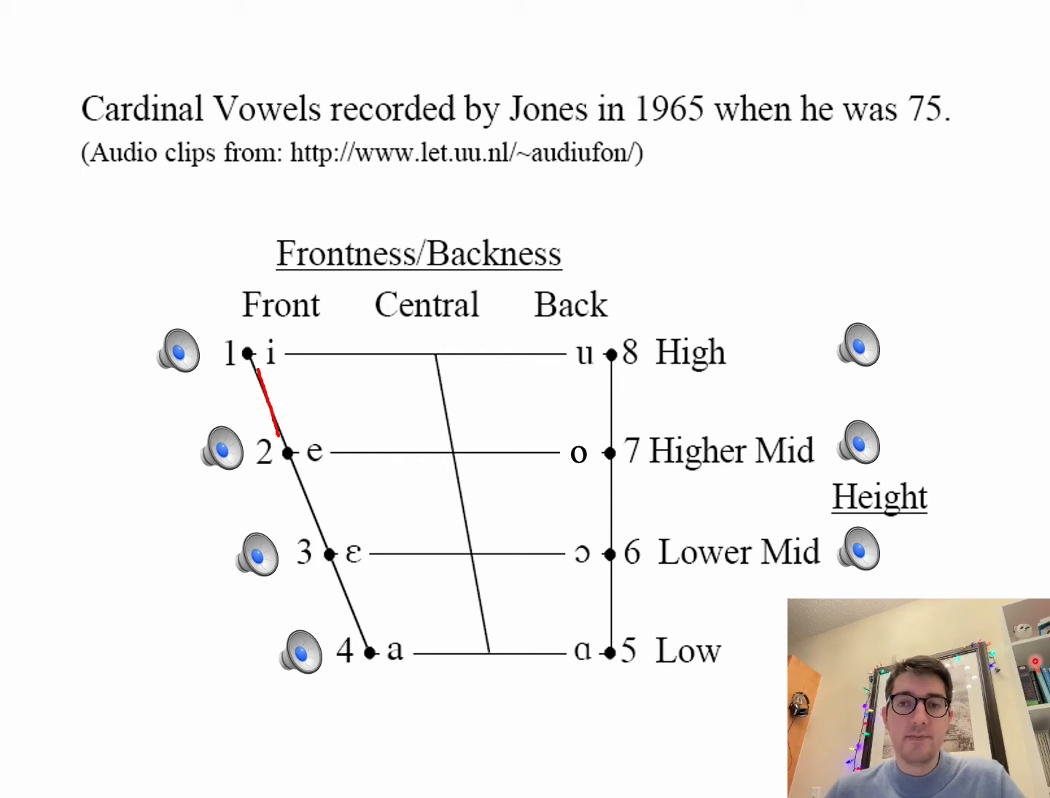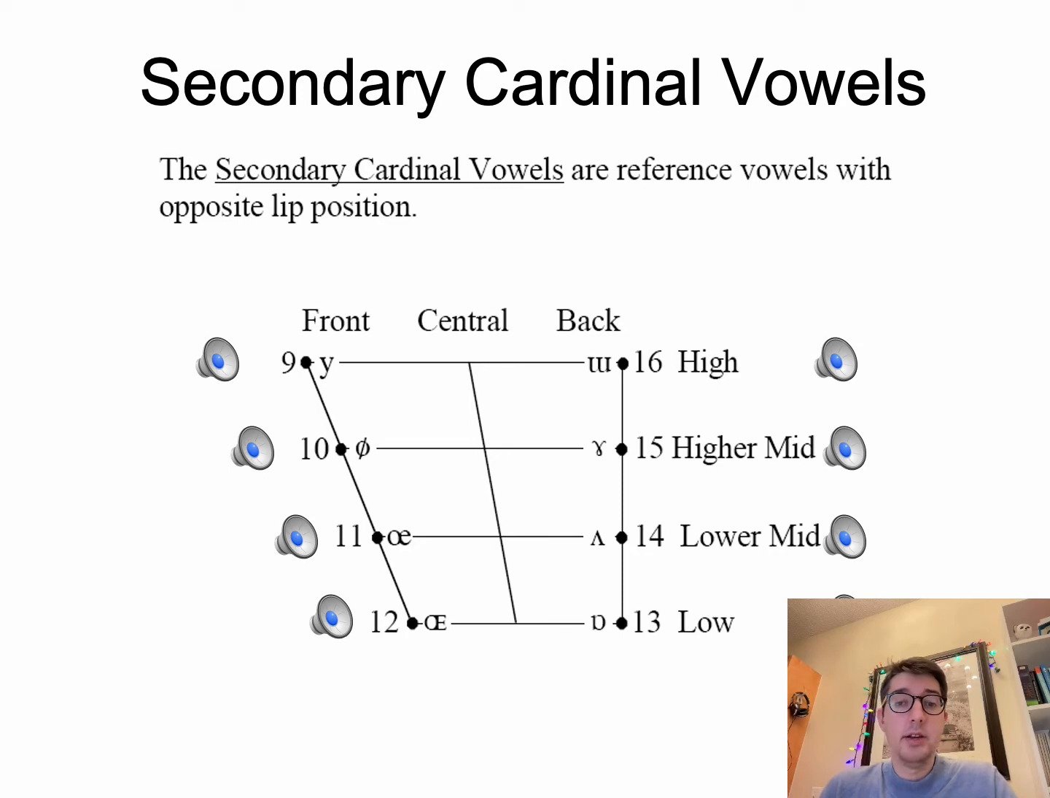So yeah, these are the cardinal vowels recorded by Jones in 1965. Number 1. E. Number 2. A. Number 3. E. Number 4. Ah. Number 5. Ah. Number 6. O. Number 7. O. Number 8. Ooh.